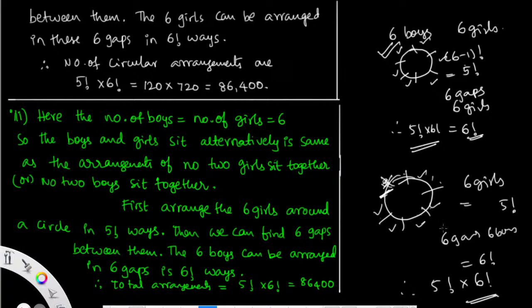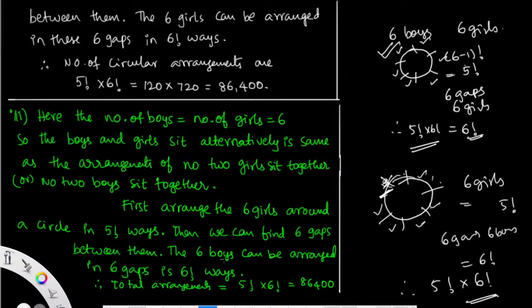The number of persons is the same, so the arrangements should be the same. If it were linear, the row may begin with boys as one way and with girls as another way. But it is a closed figure. That is why the number of arrangements starting with boys and starting with girls are both the same. Therefore, boys and girls sitting alternatively is the same as the arrangement where no two girls sit together or no two boys sit together.